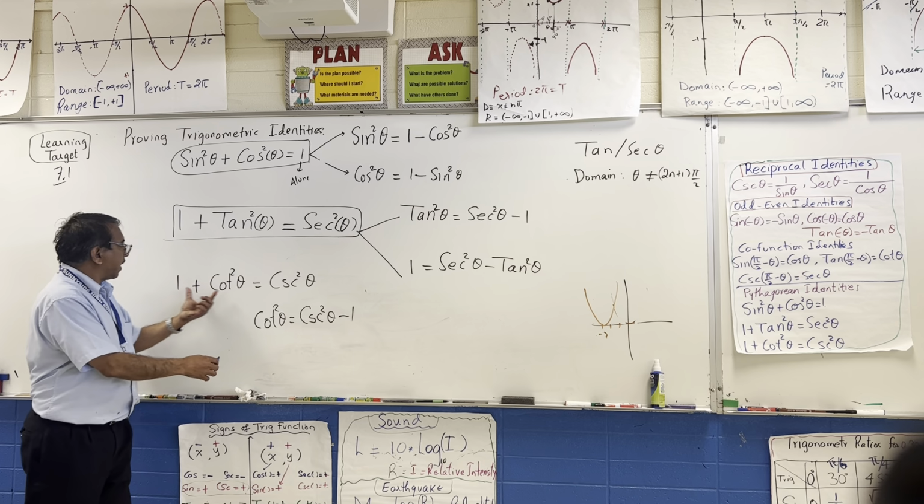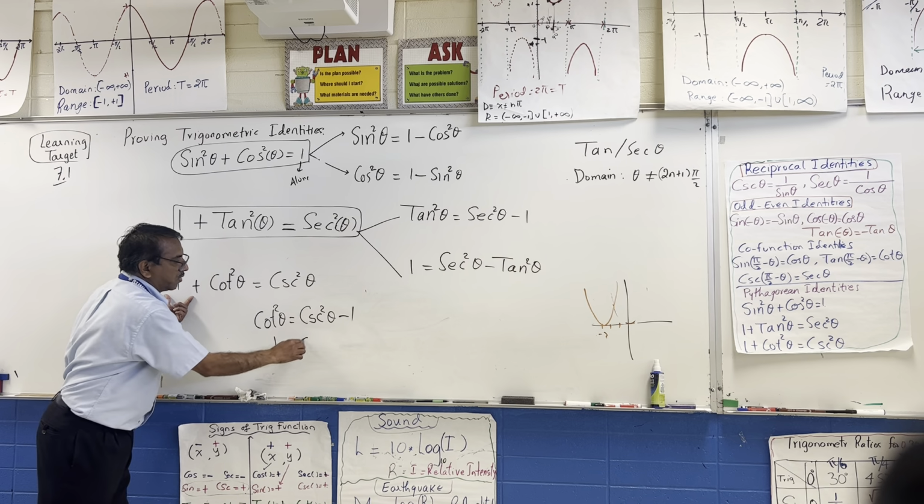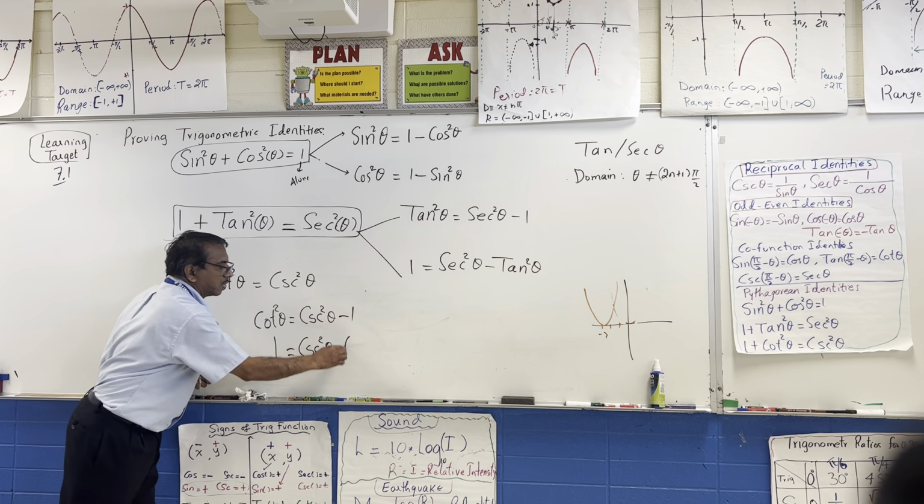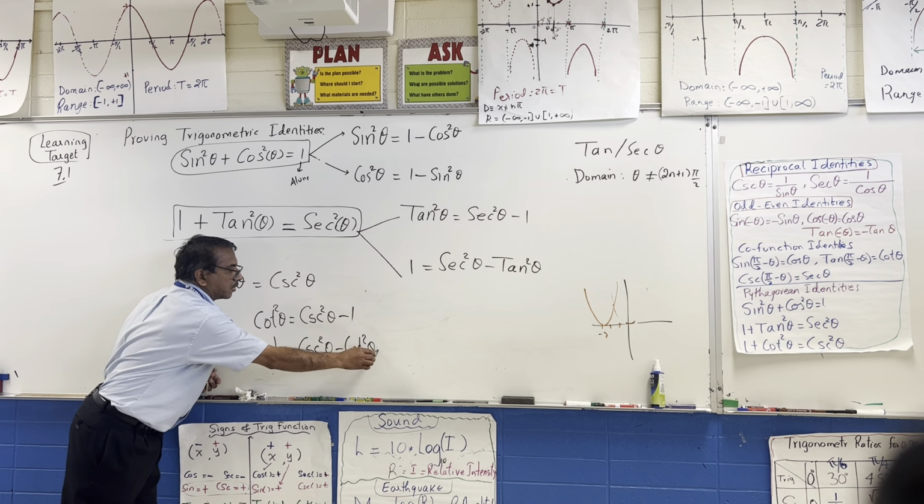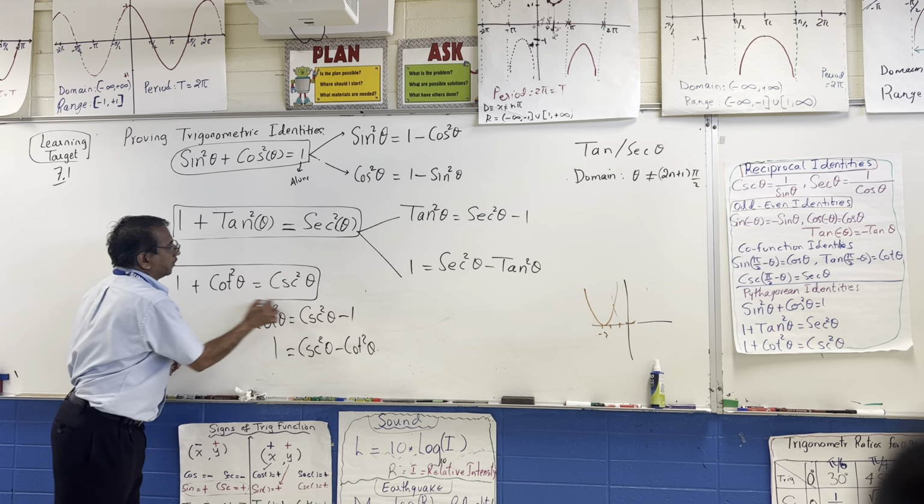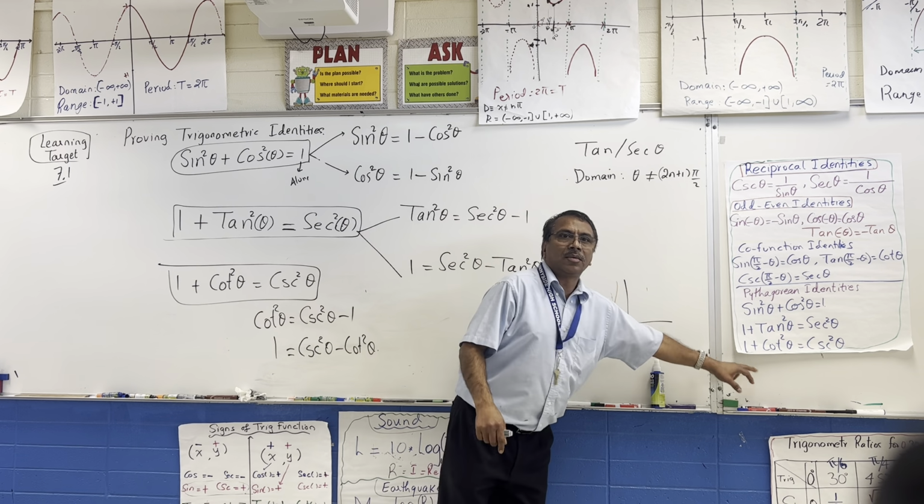The second time I keep this one exactly the same, and I use this cosecant square theta, and you subtract the other one. So this is how you remember this, the second set. So 1, 2, 3, right here, can you see? 1, 2, so same thing.